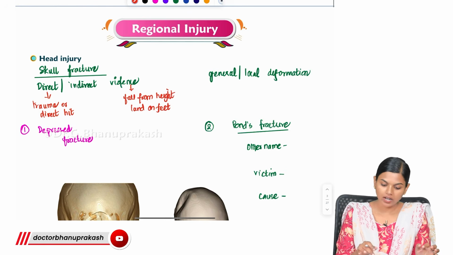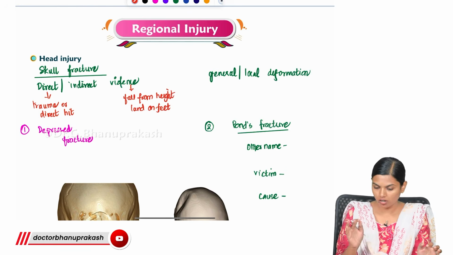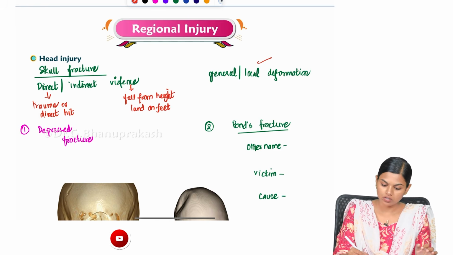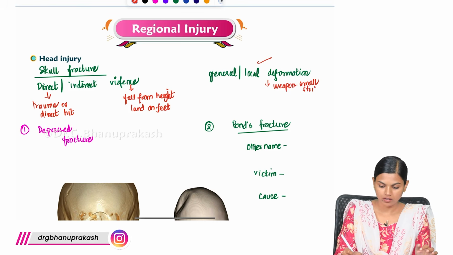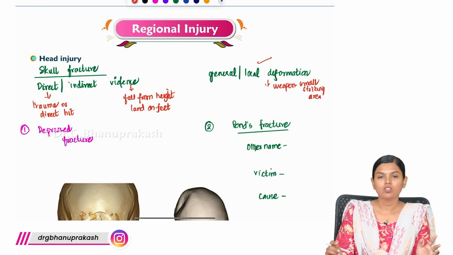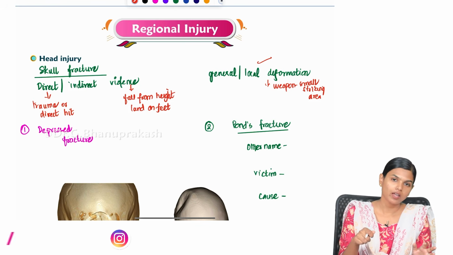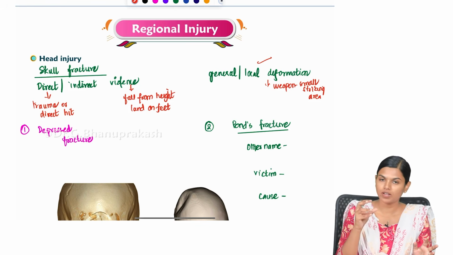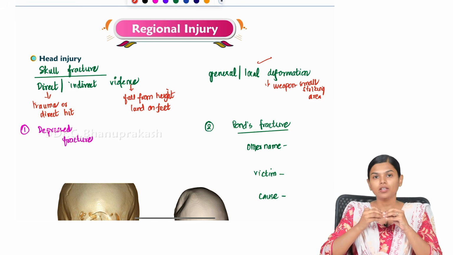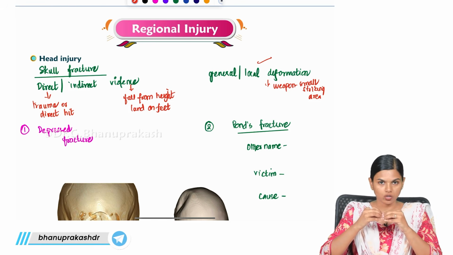Now, you can get either general deformation or local deformation. What we mean by this is that local deformation is when you get a weapon with a small striking area, like a hammer or something. You put the weapon over the head and there will be local deformation. Only where the contact was made with the weapon will you see that injury. All other places will be free of fracture.